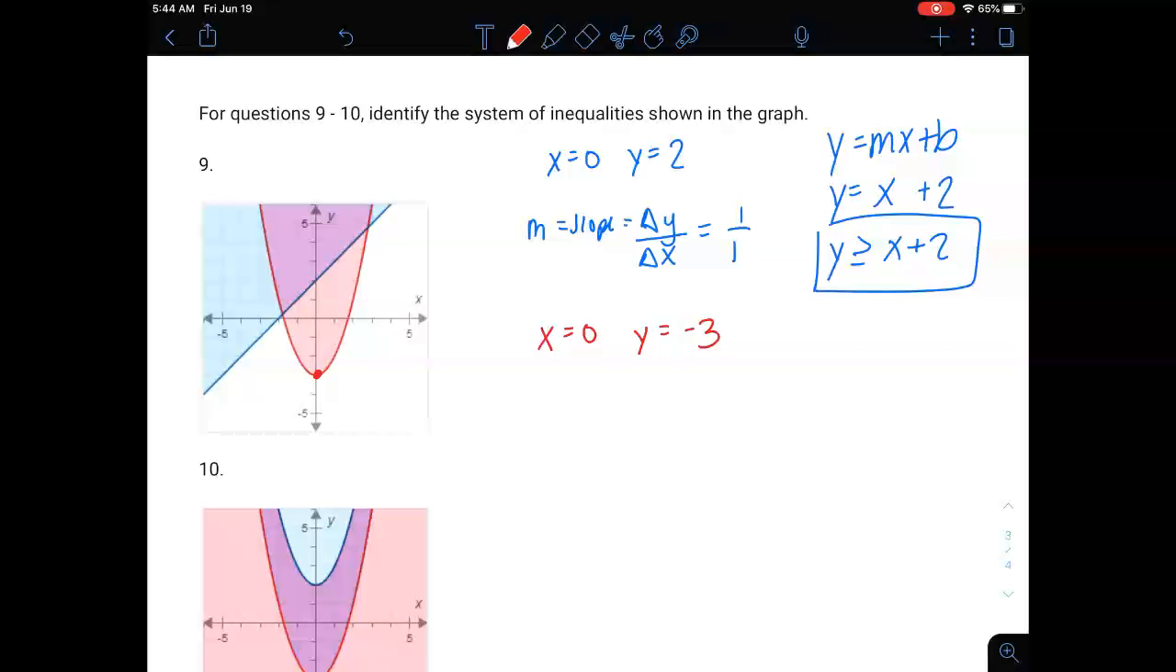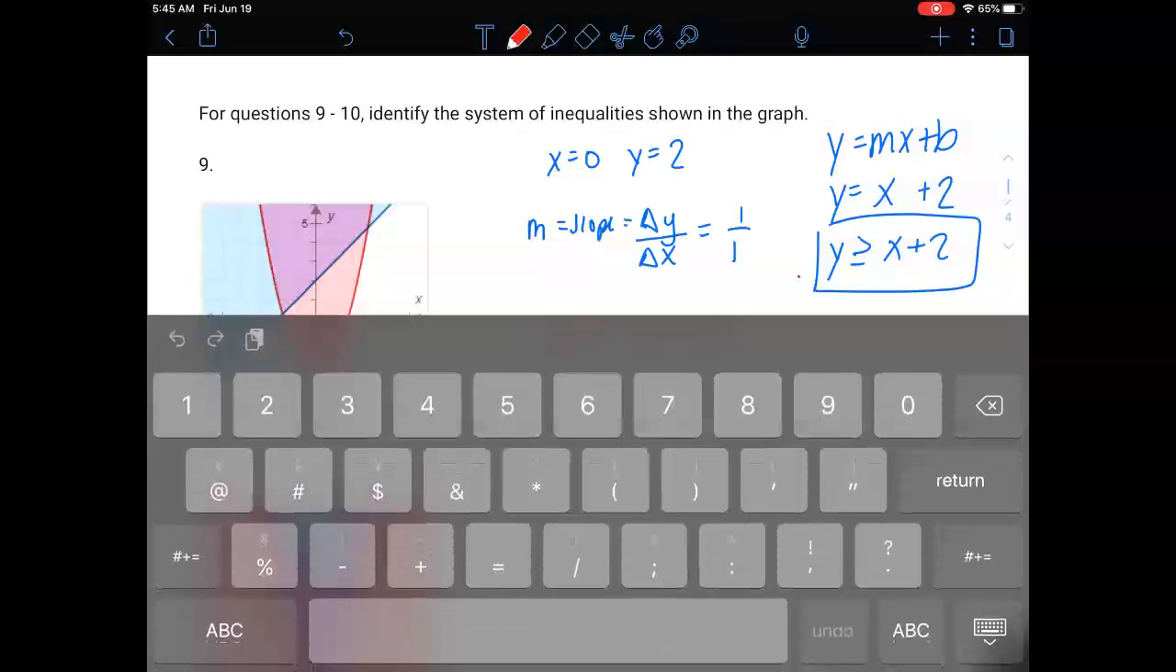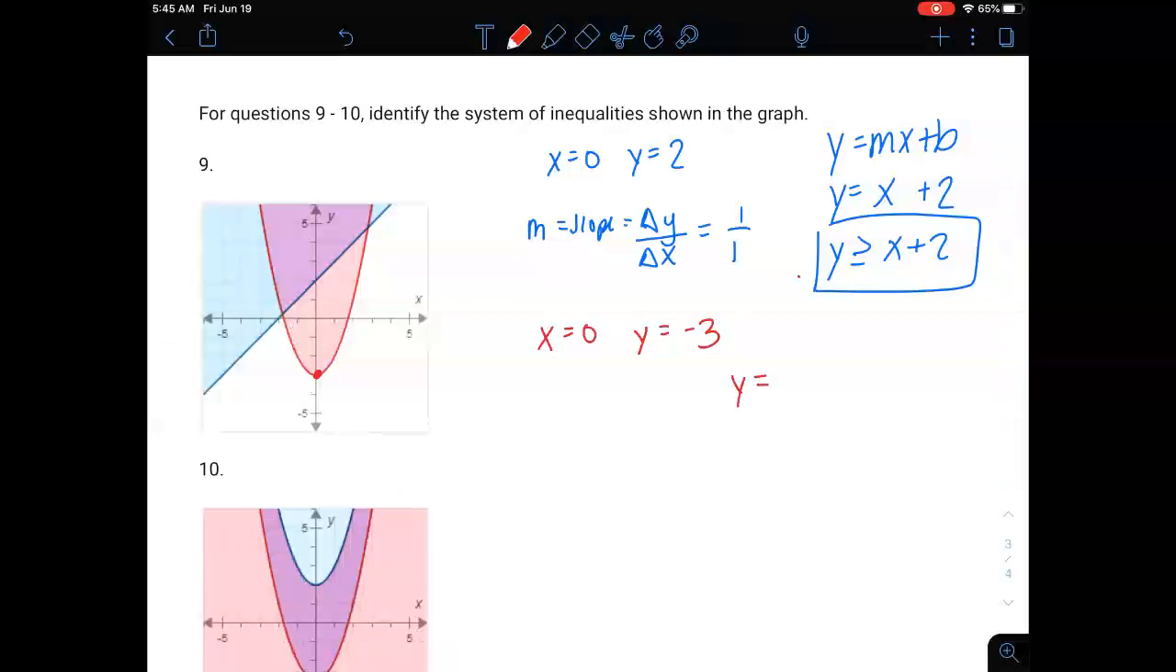And we can tell that it is symmetrical, right? And we end up with our normal equation, y is equal to x squared minus 3. And if that's our line, again, it's shaded above. So what we write is y greater than or equal to x squared minus 3.